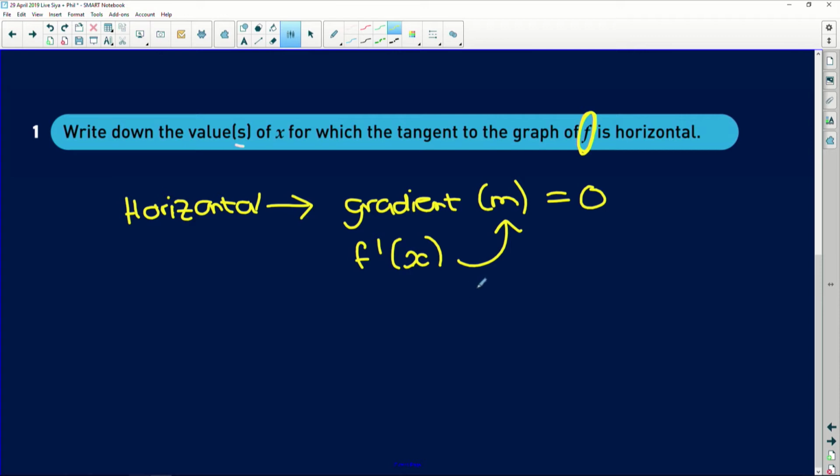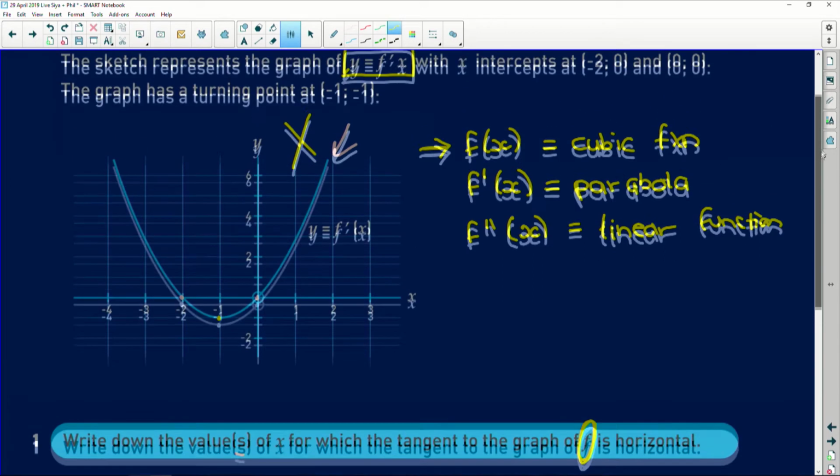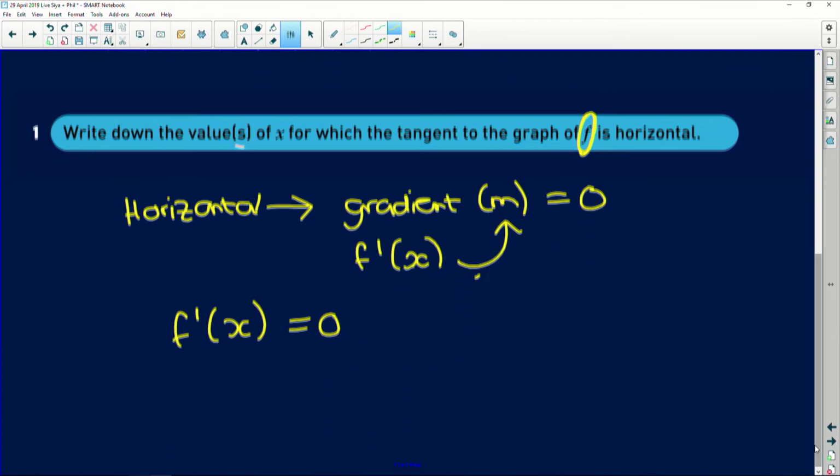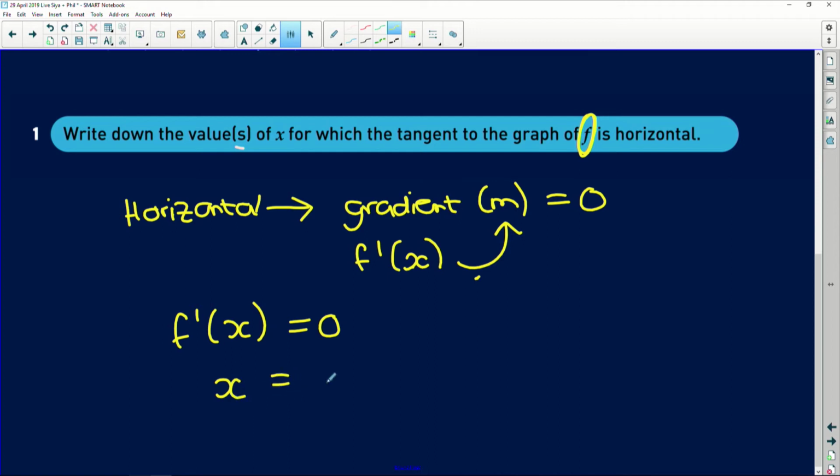So what we're looking for here essentially is where the gradient of the tangent, or the derivative of the original function, is equal to 0. Luckily for us, we were given that where it's equal to 0, the y value is 0, at x points -2 and 0.